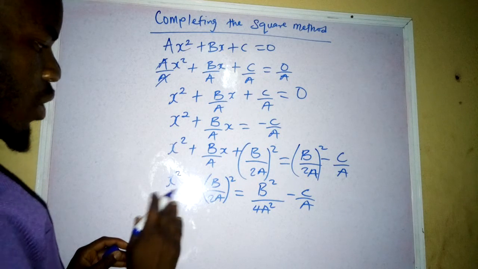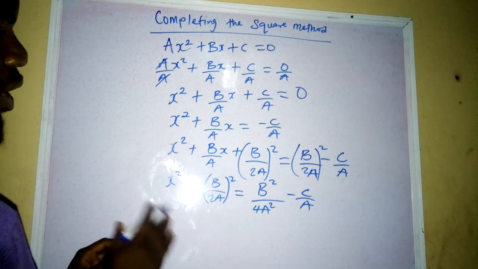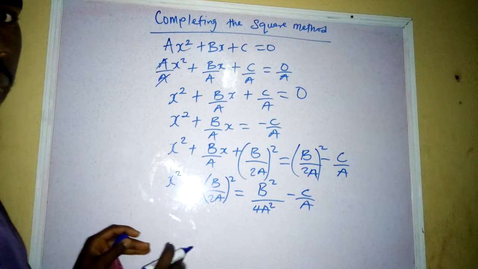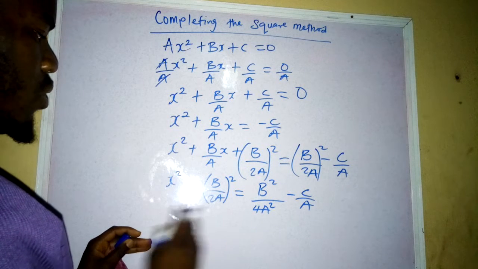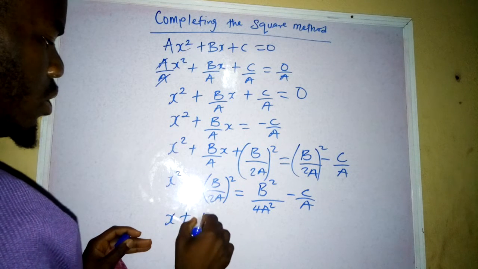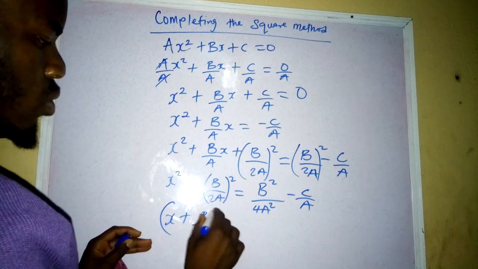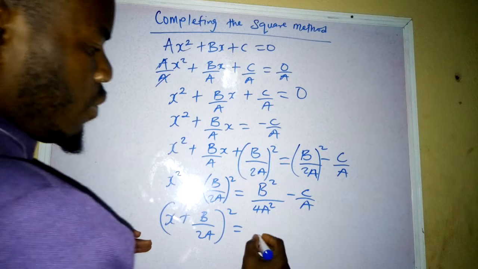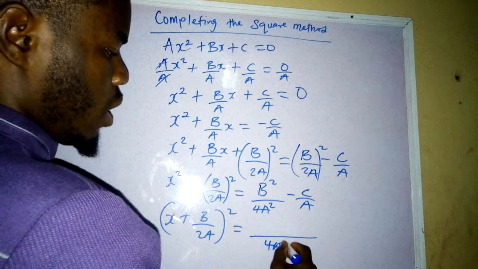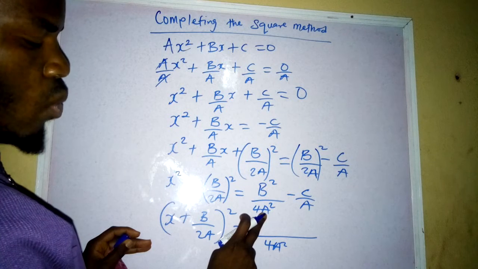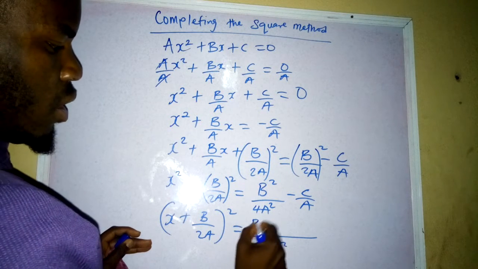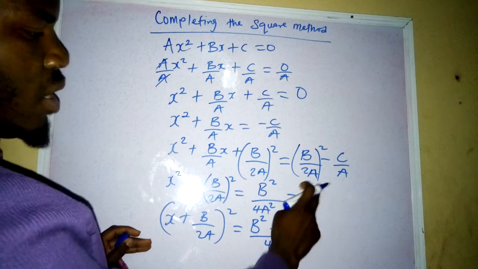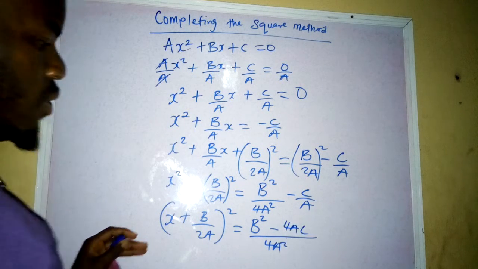Nice. So here we can decide to represent everything in the left hand side by the power of 2, because 2 is common here. So by indices, we can write this as x plus b all over 2a all squared equals, now the LCM of 4a squared and a is 4a squared. So 4a squared divided by 4a squared is 1. 1 times b squared is b squared. Minus 4a squared divided by a is 4a. 4a times c is 4ac. Correct.